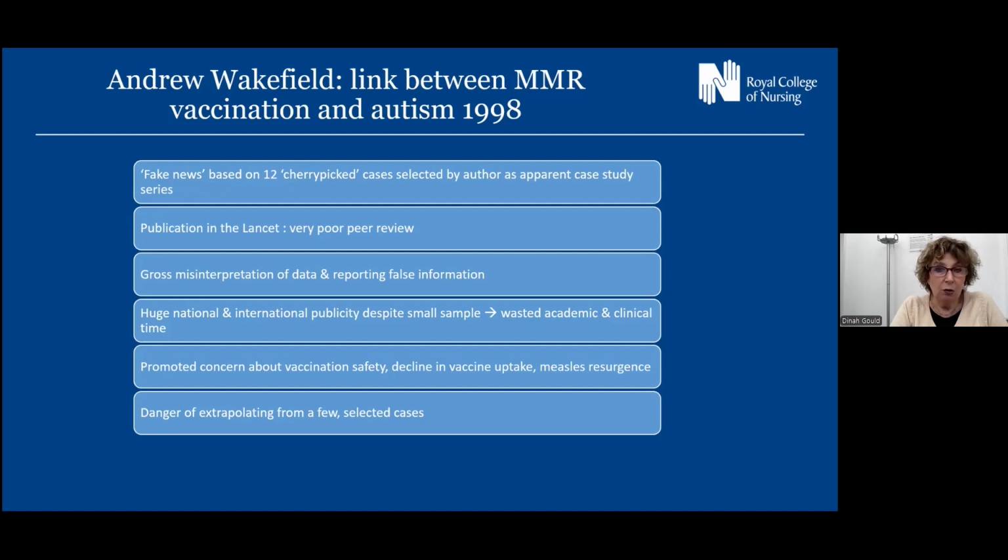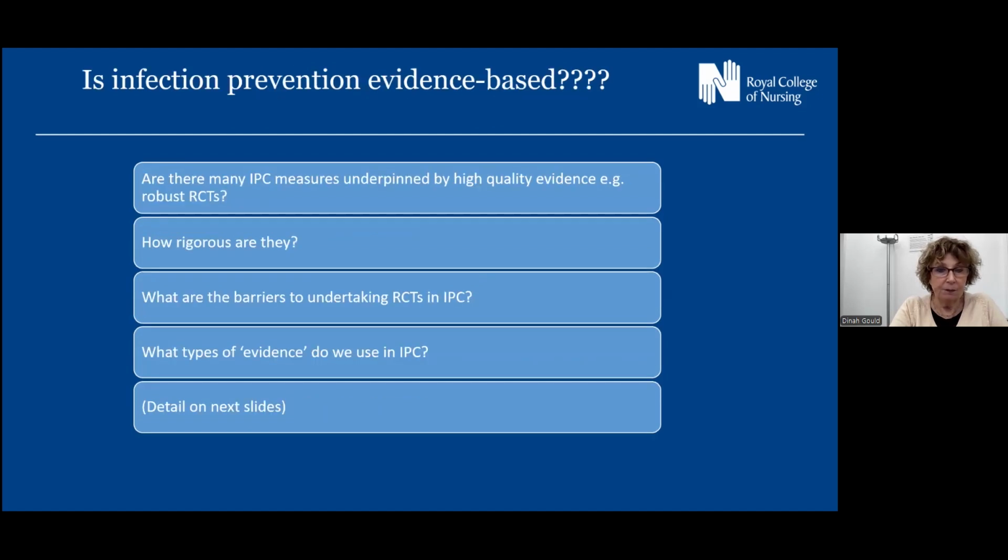There was gross misinterpretation of the data and widespread reporting of fake information, and it led to a huge international outcry and wasted a lot of academic and clinical time trying to find out whether Wakefield was right or whether he wasn't. And of course, he wasn't right. Since then there's been found to be no link between MMR vaccination and autism at all, but Wakefield in the States is still trying to say that there is. A lot of people no longer believe in vaccines because of this, and there's a danger of extrapolation from a few selected cases. So there is a big difference between fake studies and a real, properly written up and conducted study like the neonatal one that I've just shown to you.